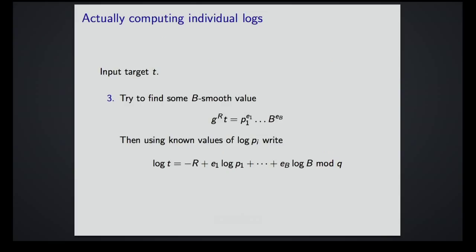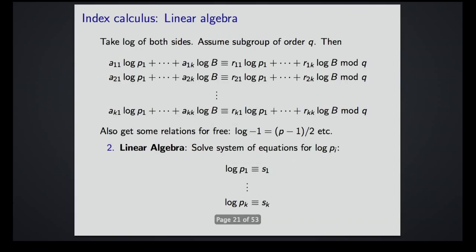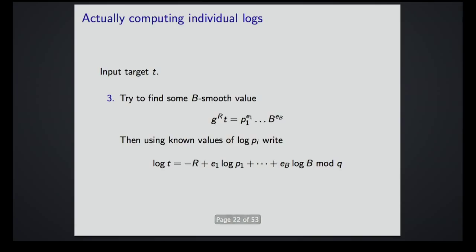So then I've done all this work. I've computed the logs of many small primes, but I still don't actually have the log of the actual target that I was trying to get. So I'm going to input a target t. If I try to factor it over the integers and it's already b-smooth, then I am done, because then I can just write down the prime factorization of my target, write down what the exponents are, and substitute in my known logs of each of the small primes, and then I'm done.